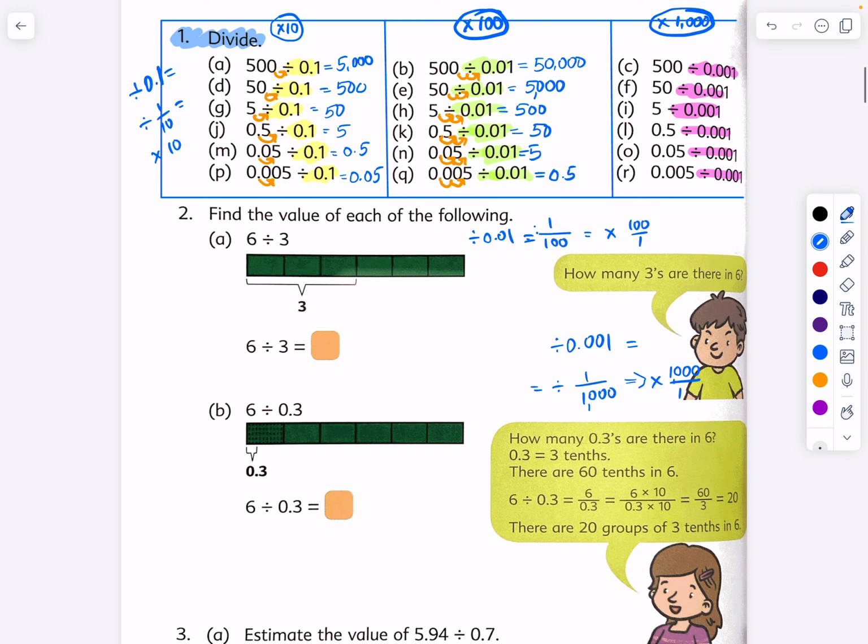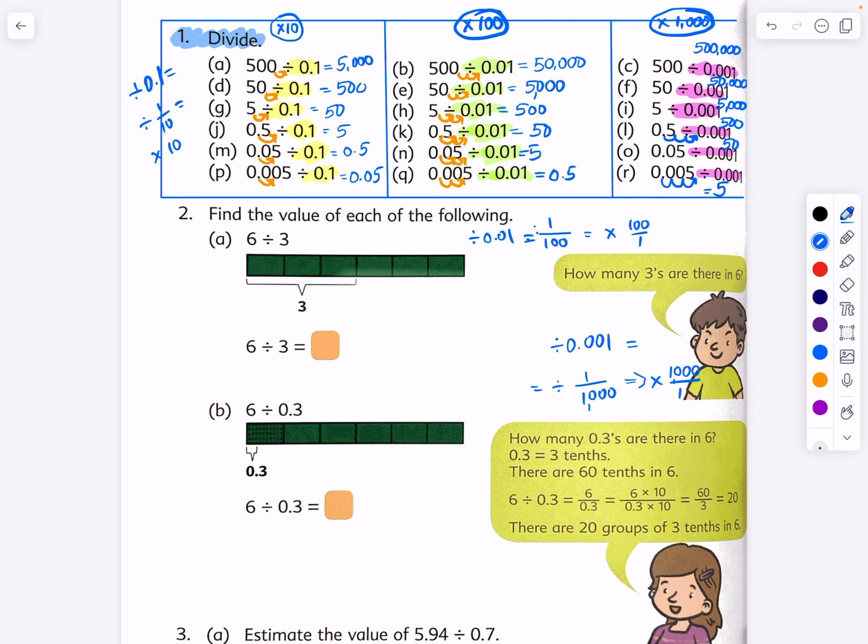And the answer is 500,000, 50,000, 5,000. Here, 0.5. We move the decimal place 1, 2, 3, and we get 500. And here we get 50. And here we move the decimal place 1, 2, 3 places, and the answer is 5.